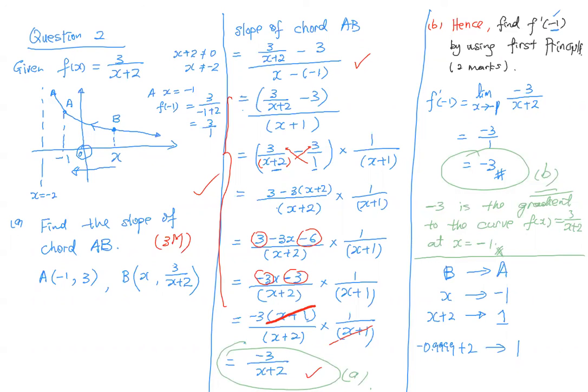So if you just tell me the gradient, if you just tell me this part only, you won't get any mark. You have to specifically tell me which point. Are you clear?